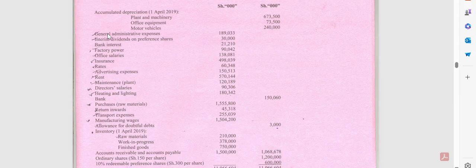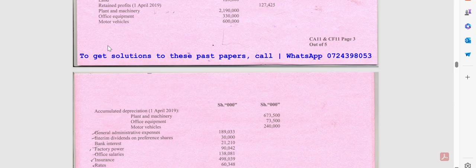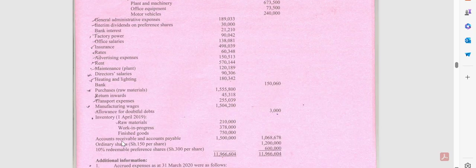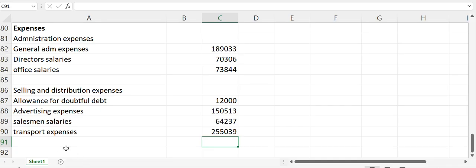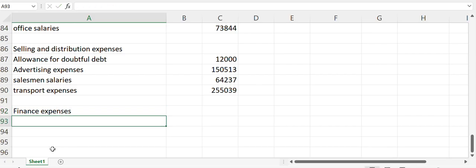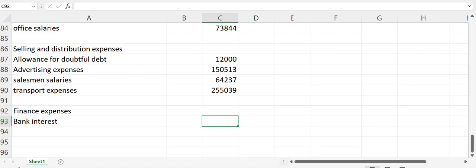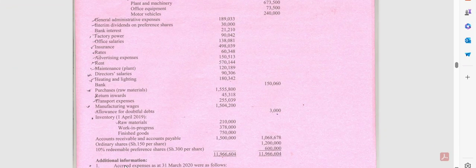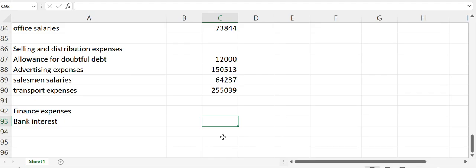So the only item remaining is bank interest. That will be under finance cost. So the last one here is finance expenses, and we have bank interest. So the bank interest is 21,210.